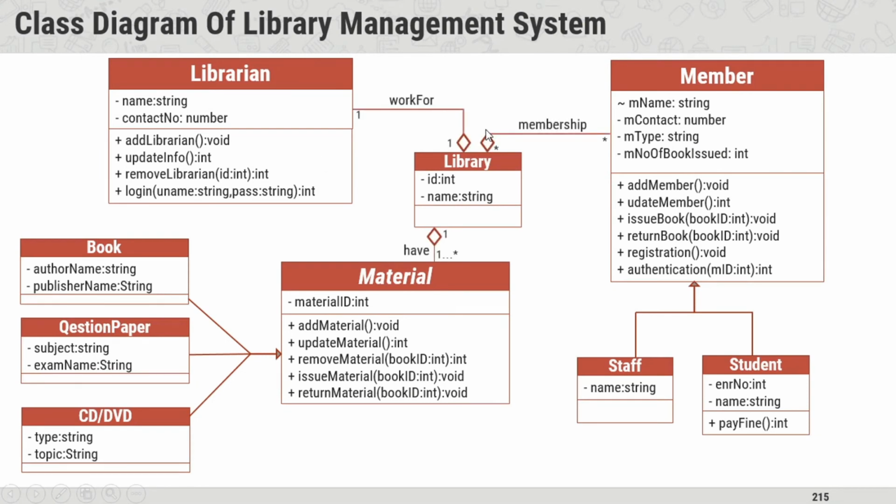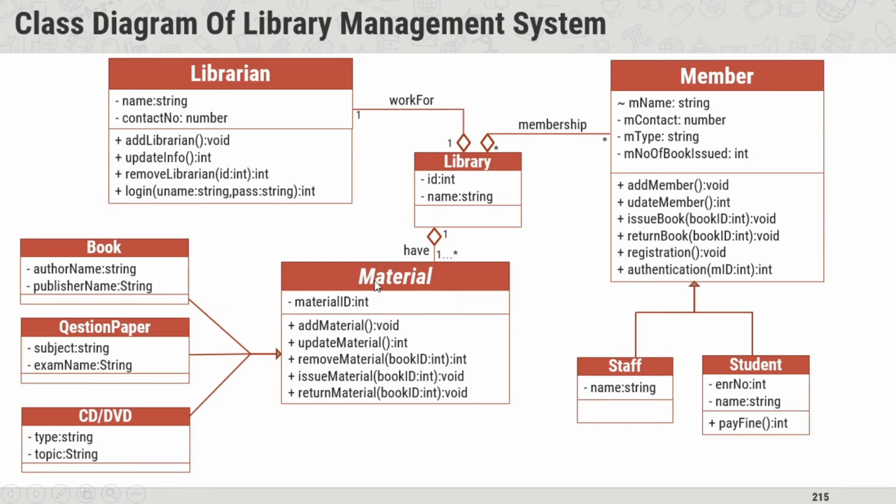And this is the diagram for your library management system. Here we are using compositions. This is a kind of generalization and specialization, and this is what we have in the whole of this library management system. Again, this is an abstract class. Material will be further divided into book, question paper and CD/DVD.